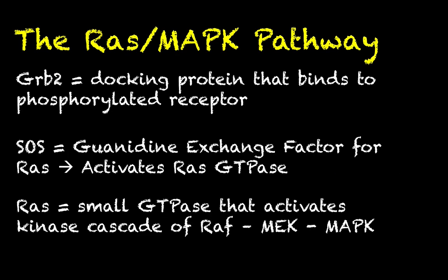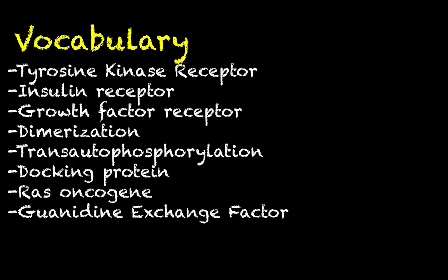So just to kind of summarize some of the roles in this pathway, GRAB2 was the docking protein, SOS was the guanine exchange factor that activated the RAS oncogene. RAS, as I said, is a small GTPase that activates the kinase that leads to RAF, MEK, MAP kinase. So those are all necessary steps in order to get the pathway to reach its conclusion.